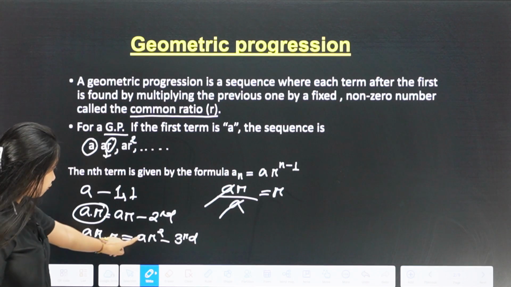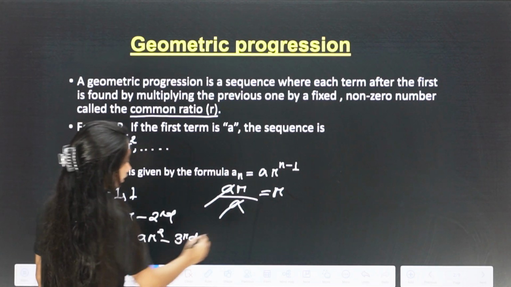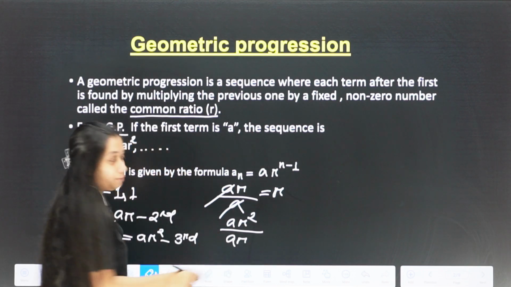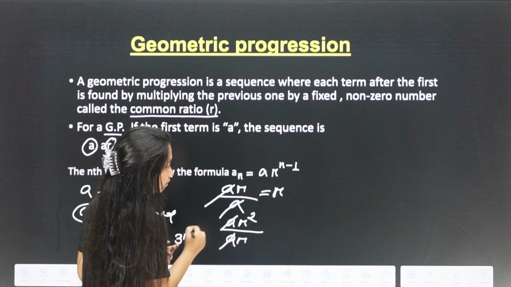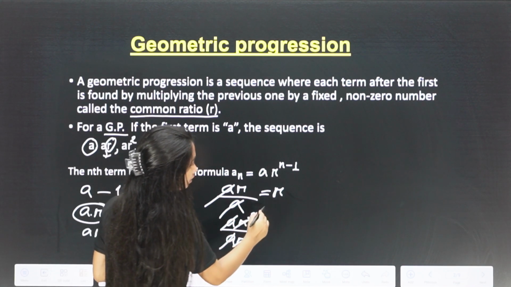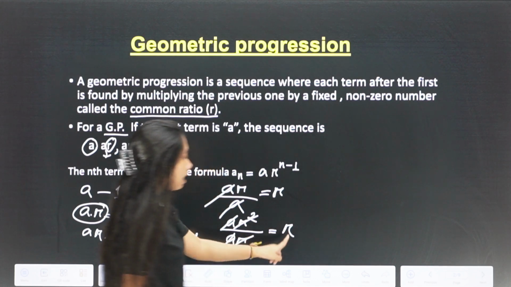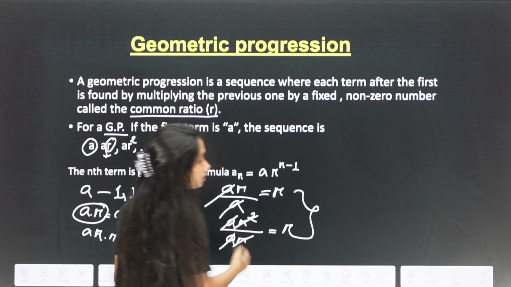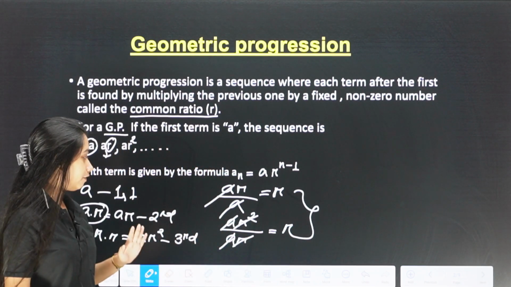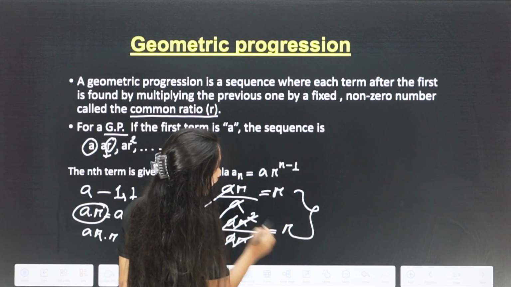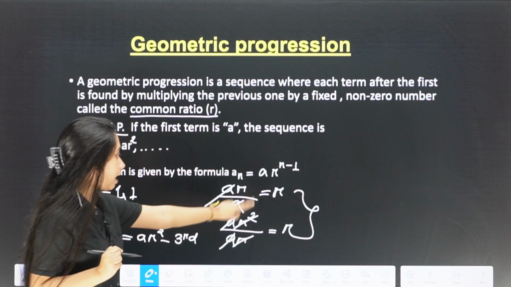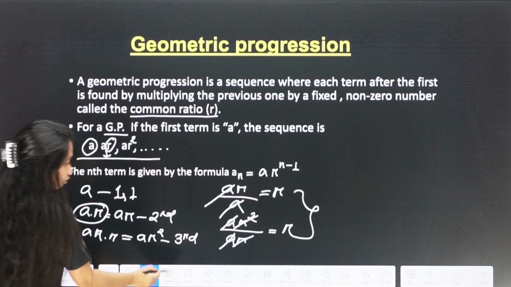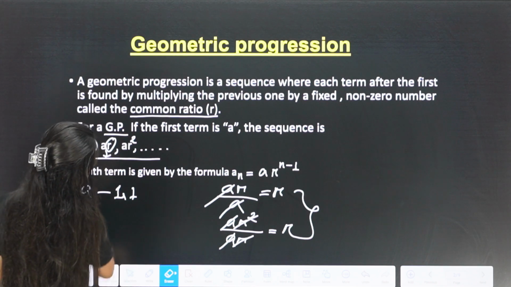If we divide the third term by the second term, that is AR square divided by AR, we cancel A and one R, and the remaining is R. The common ratio is R. In the previous example we got different values, but here we get the same value, R and R. Since both are the same, this sequence is in GP, and we will learn it by an example.